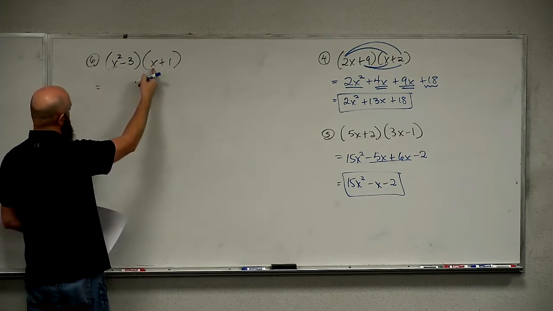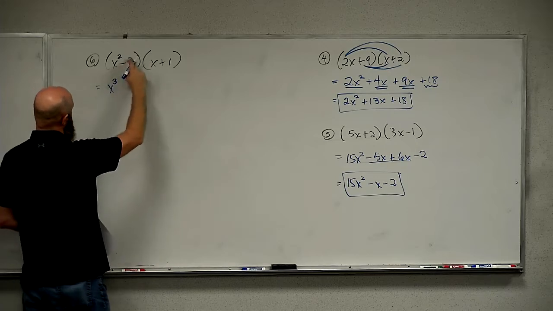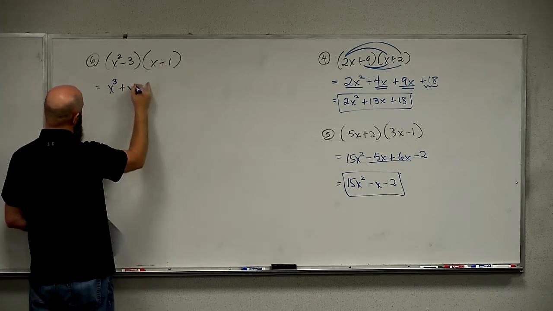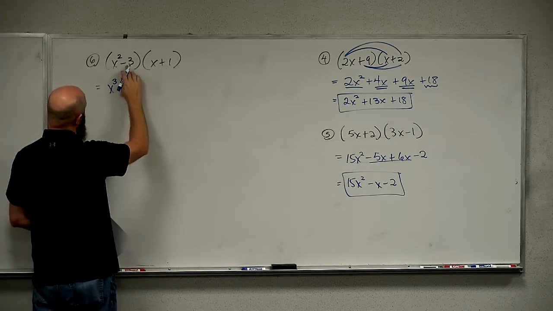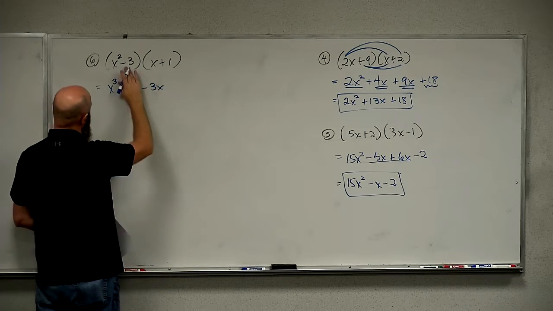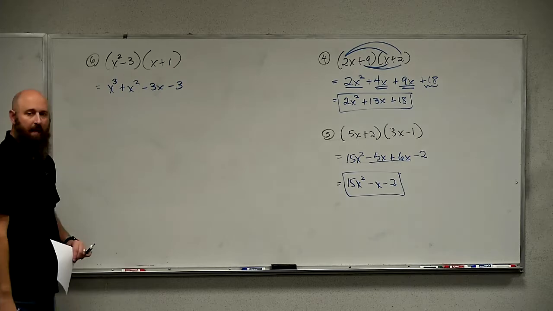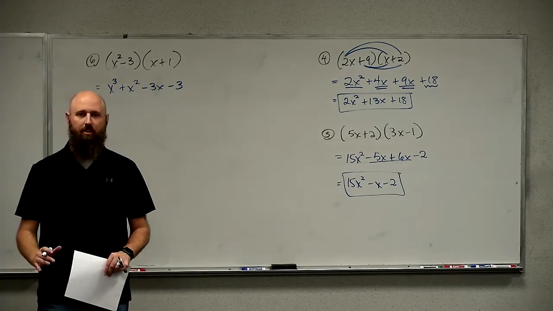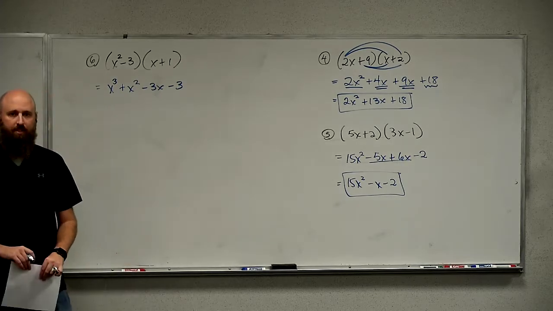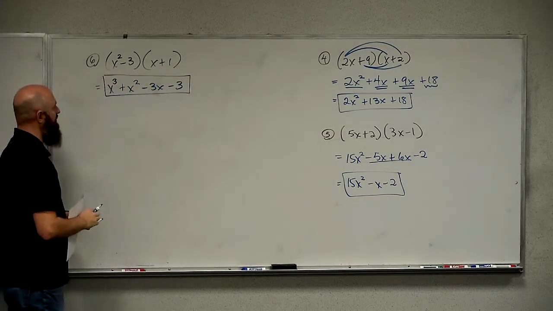X squared times x. Well, that's going to give me x to the third this time. X squared times 1 is x squared. Negative 3 times x is negative 3x. Negative 3 times 1 is negative 3. However, this time when I look at those, there are no like terms. All my powers are different. So since there are no like terms, that is my result.